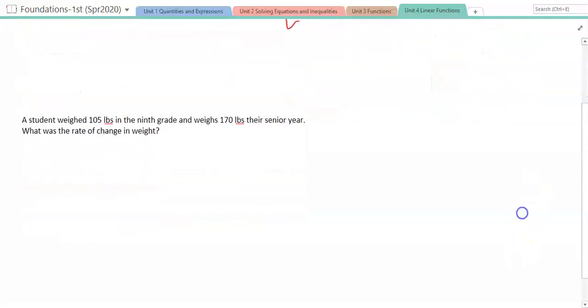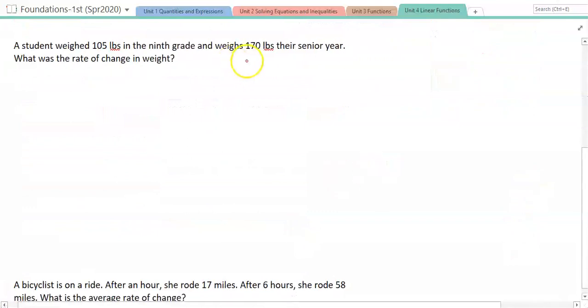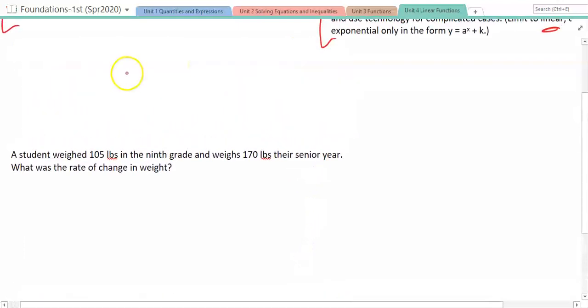The first example we're going to look at here: a student weighed 105 pounds in the ninth grade and weighs 170 pounds their senior year. What is the rate of change in weight? Well, remember we talked last week about this slope formula, right? m is equal to y2 minus y1 over x2 minus x1.